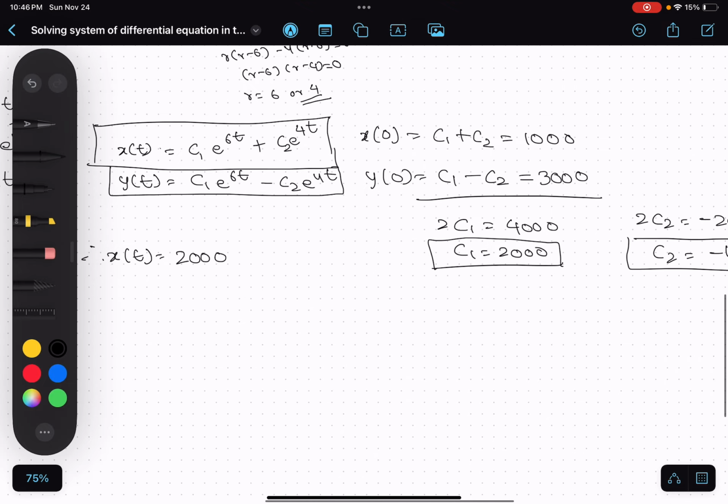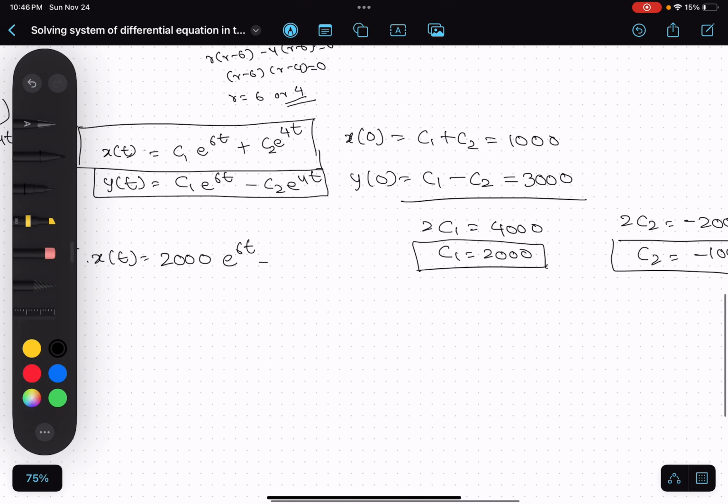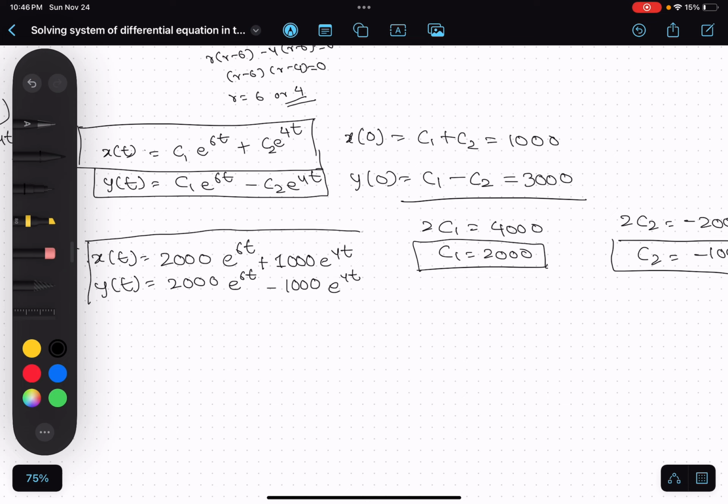So we got c1 and c2, and therefore the solution would be x of t is 2000 e to the power 6t minus 1000 e to the power 4t, right? And y of t will be 2000 e to the power 6t plus 1000 e to the power 4t, and these two are the solutions of the system of differential equations.